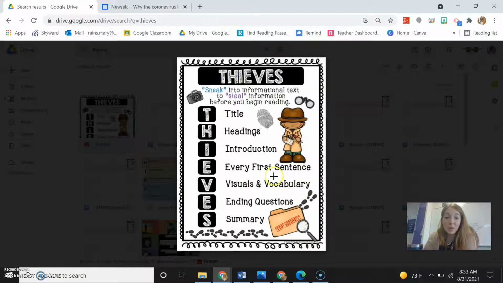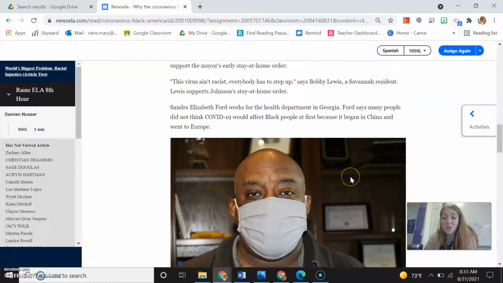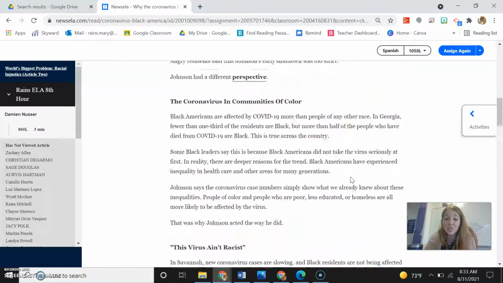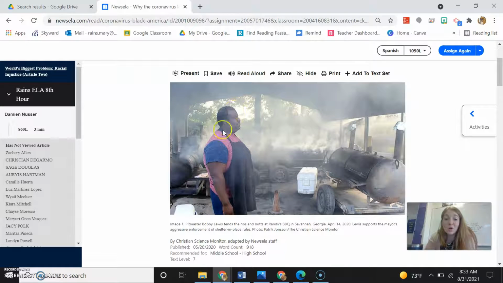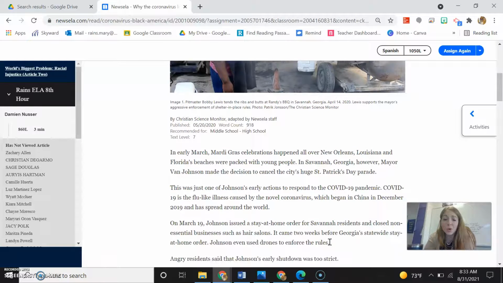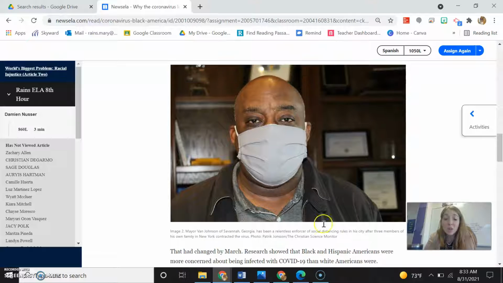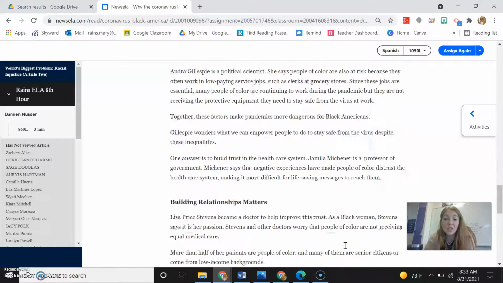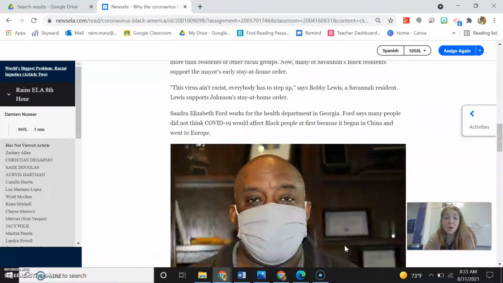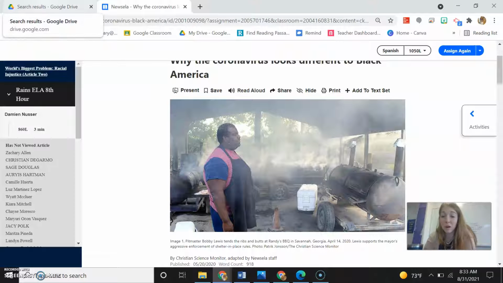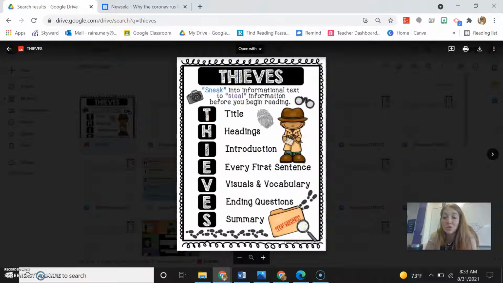Visuals and vocabulary. Visuals are those images. They are things that you can see, so think vision. So here's a picture and here's the caption. What is this picture and the caption telling us about what we're going to be reading about? Here's a picture and again a caption, and we can use that to also tell us what we're going to be reading about. I think visuals are so important because pictures or images sometimes can be worth 1,000 words.